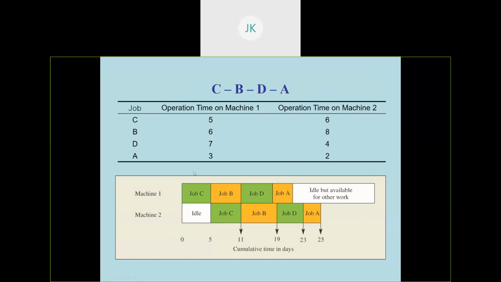So job C goes on machine 1 first, then B waits. After job C finishes, it moves to machine 2, job B goes on machine 1, and so on. So total flow time is 25.